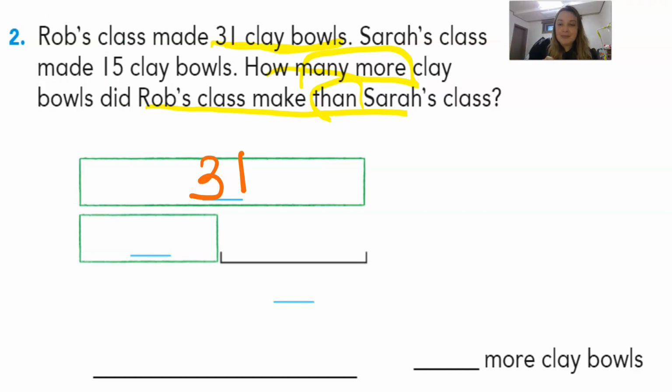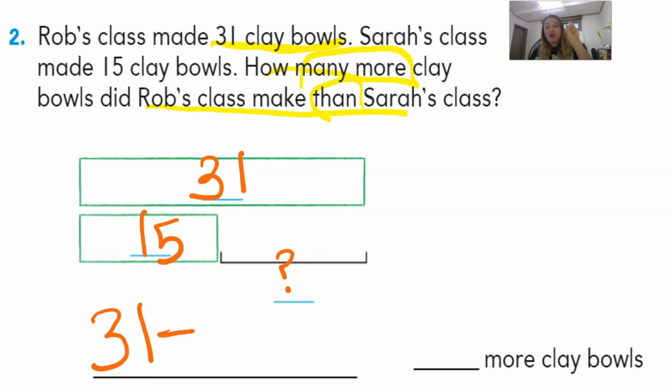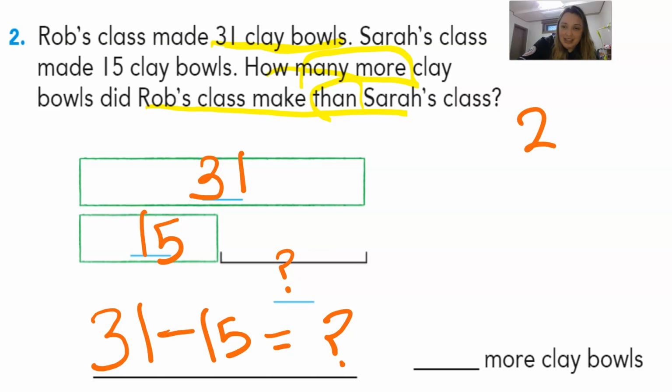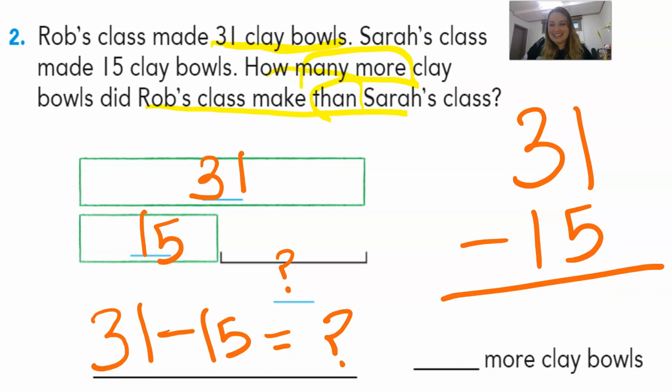Okay, my second piece of information is that Sarah's class made 15. So I know that's one of my parts. Good, and now this is what I need to solve for. What is my number sentence? 31 minus, so I get the whole and I take away one of the parts to solve for the other part. So 31 minus 15 is equal to question mark. Now that you have your number sentence, you can go ahead, rewrite 31 minus 15, and go ahead and solve.